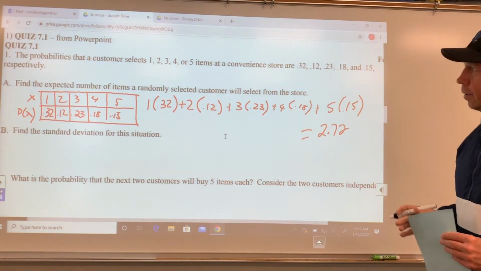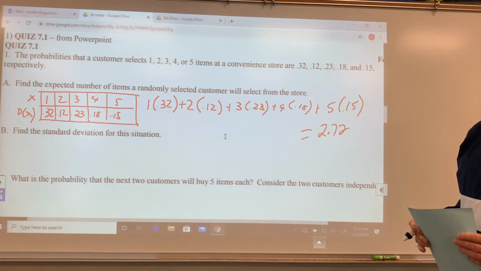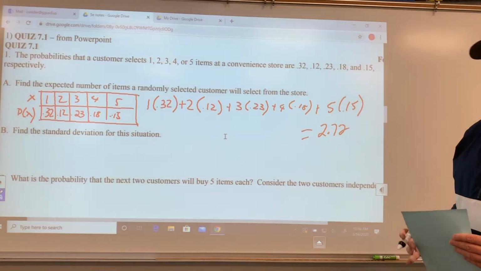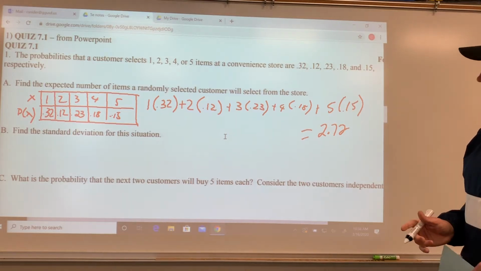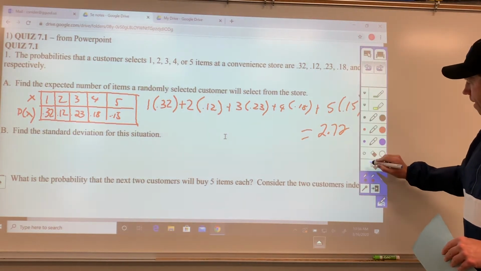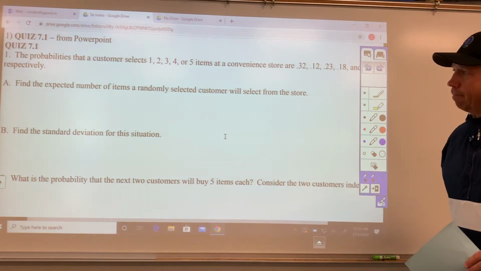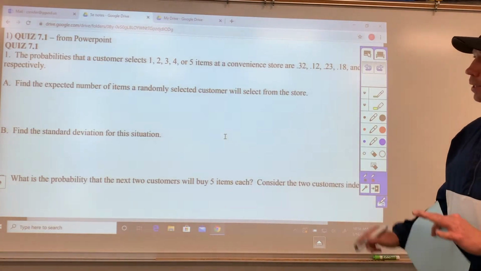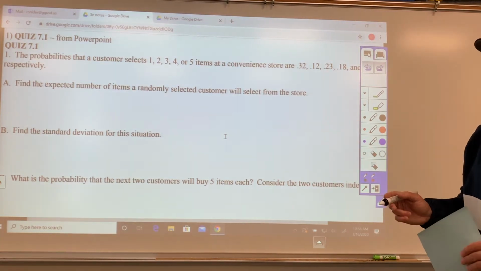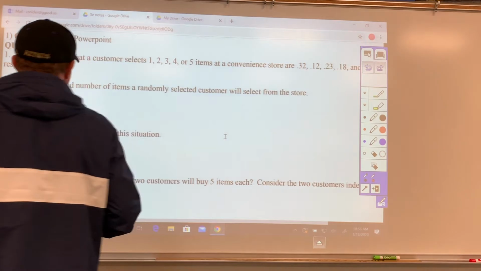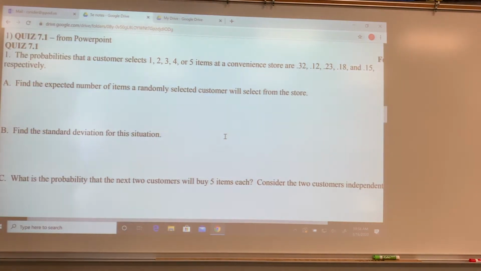Now I realize that you can never buy 2.72 items from a store, but it does represent the average. You also can't have 2.5 kids in your family, but it's the average, okay? All right. Next thing, find the standard deviation. This is that super long, aggravating formula. So I'm going to put it in the same spot there. Remember, the standard deviation is the typical distance all observations are from the mean. So how far are we away from 2.72 on average?